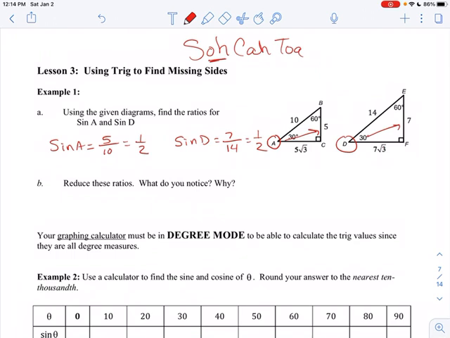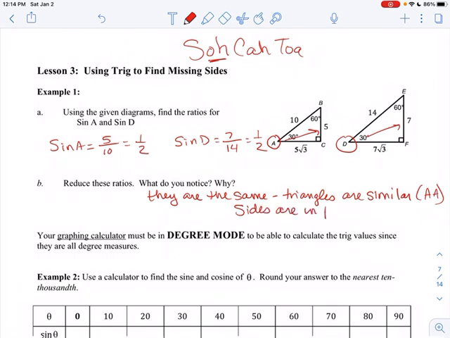So what do you notice? I notice that they are the same. Triangles are similar by angle, so their sides are in proportion. And that's basically why these trig functions work. The calculator has all of these ratios stored in it, and we're going to start using our calculator today to find the missing sides of things.